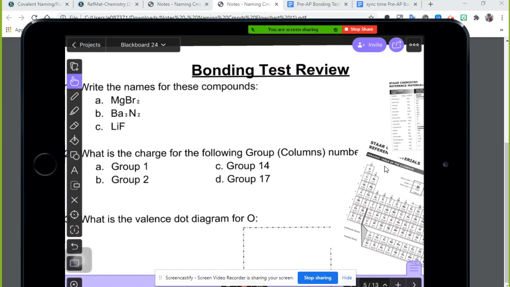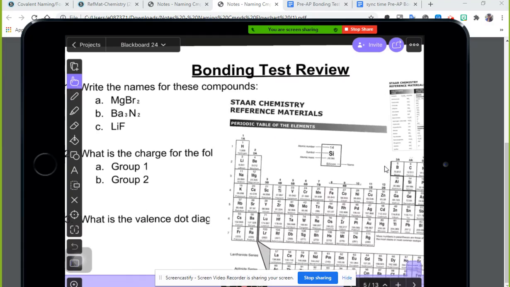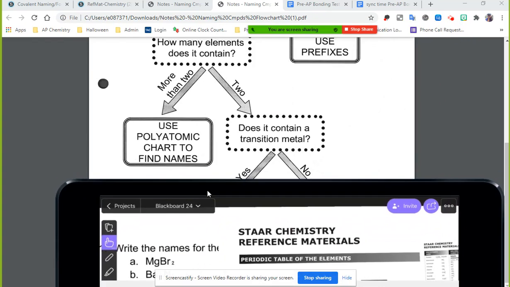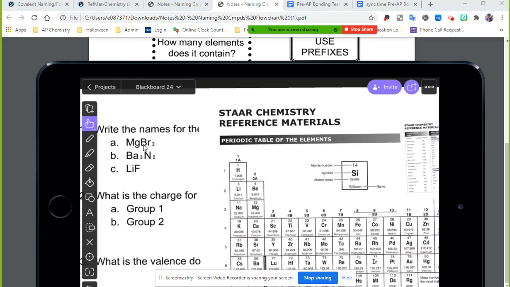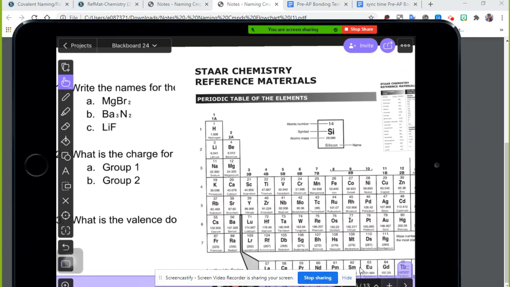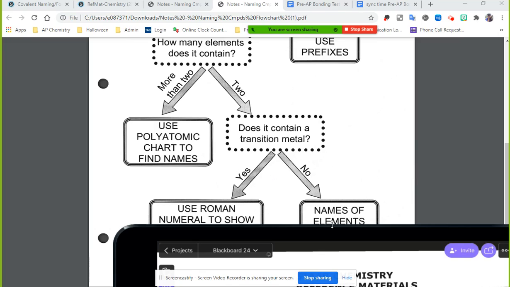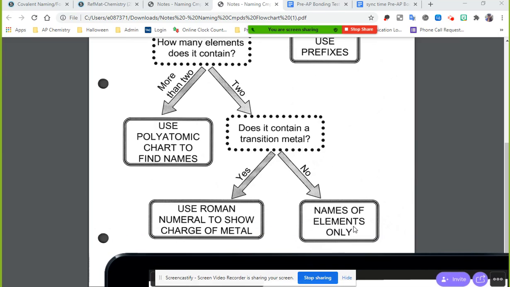The center, right? Yeah, right here. Good. So does it contain something that's in this center part? And then you would go with that. Looking at our example, we have magnesium. Is magnesium in the center? No, it's over here. It's a main group element. Once you know that you don't have a transition metal, you're just using the names of the elements only. And that's going to be how you approach it.